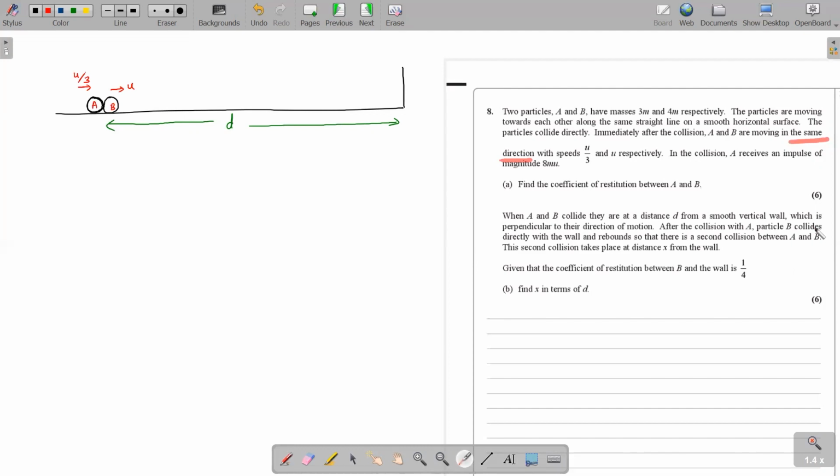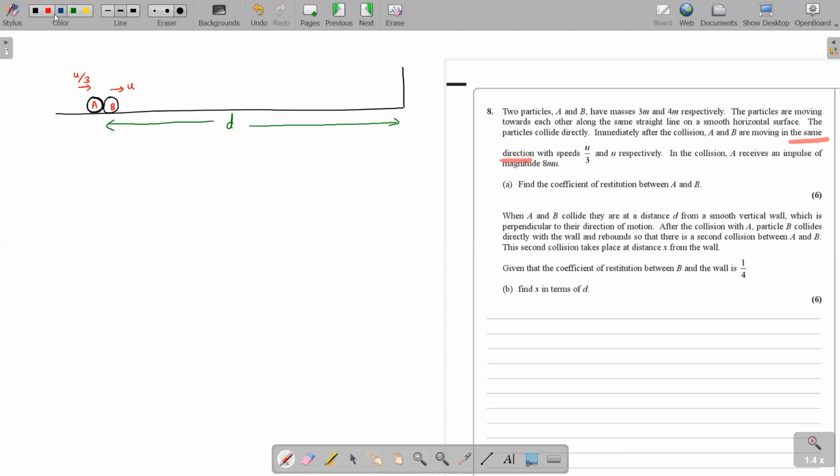They say after the collision with A, particle B collides directly with the wall and rebounds so that there is a second collision between A and B. Makes sense, right? B is moving forward now. It goes front while A is going behind. A is a little bit back. B is going forward, comes over here, hits the wall, rebounds back, and meanwhile A is still making its way. And then they again collide somewhere over here. Do you get what I'm talking about?